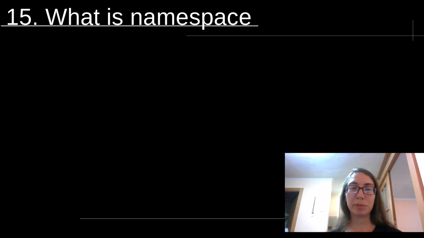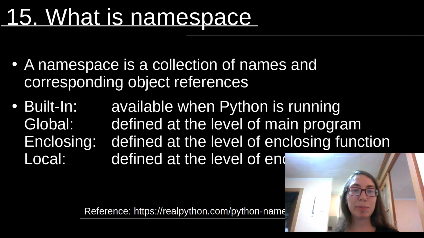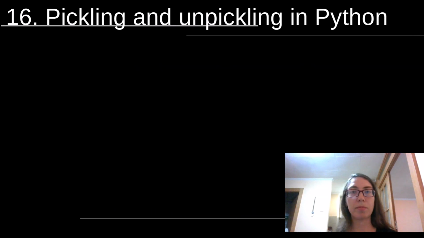What is a namespace? A namespace is a collection of names and corresponding object references. Namespaces are built-in, available when Python is running. Global, defined at the level of the main program. Enclosing, defined at the level of the enclosing function. And local, defined at the level of the enclosed function.